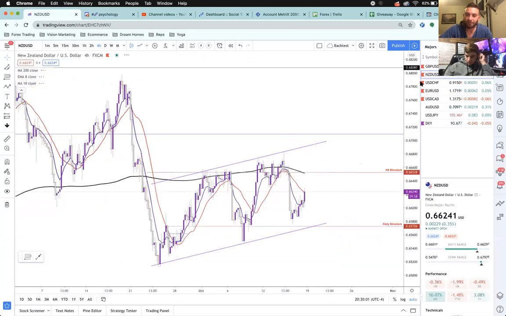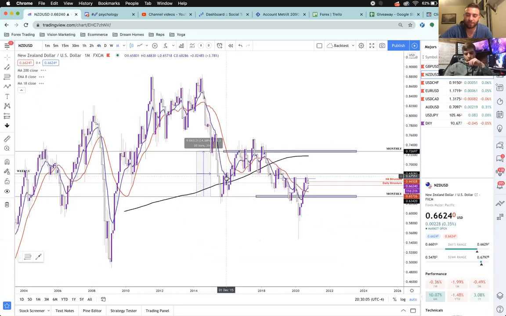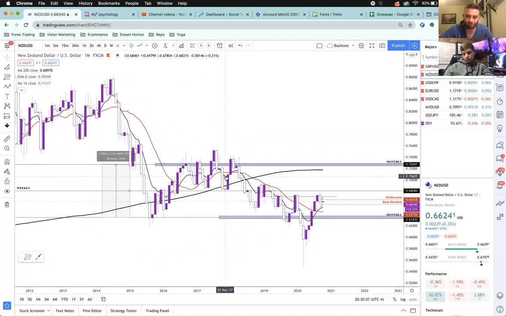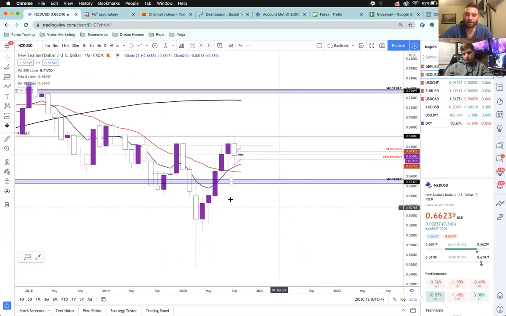So let's go over now to NZD USD. Let's bump up to the monthly. Up on the monthly time frame, we are looking at a few things here. We've got the moving averages crossing, being bullish on this. Recently, last month closed as a spinning top at this resistance level. So that is a reversal candle right here.